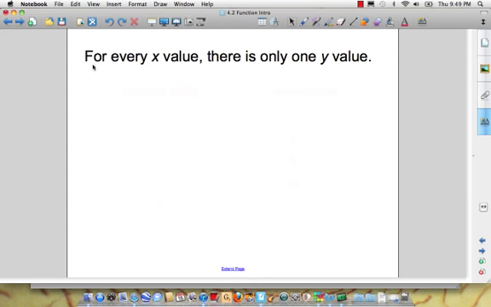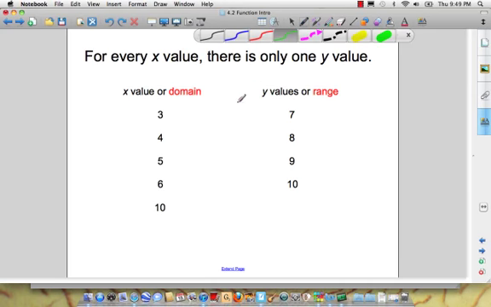Okay, so here it is in perhaps simpler terminology. For every x value, there is only one y value. So consider this chart here. We have a list of numbers. I'm going to call them my x values, or my independent variables, called the domain. And then over here I have some other values. These are going to be my dependent values, or the range. And I'm going to represent a function.